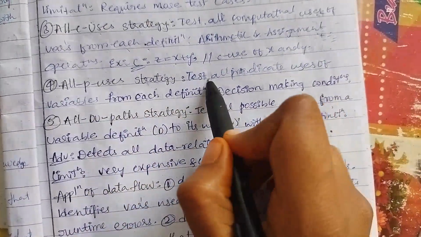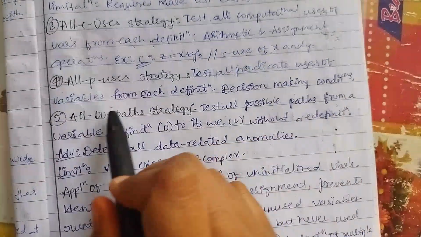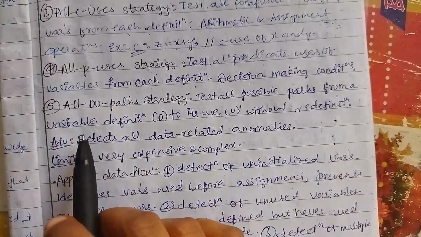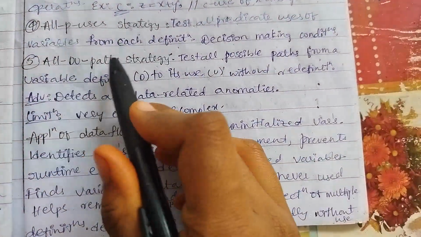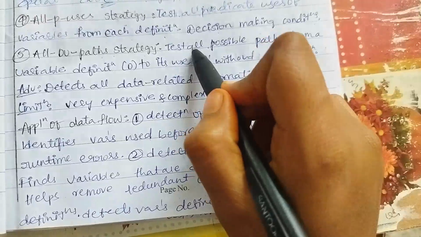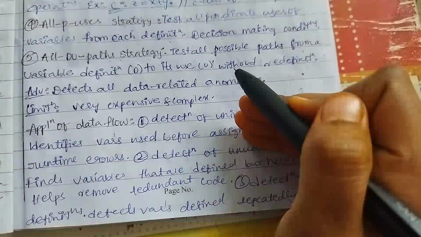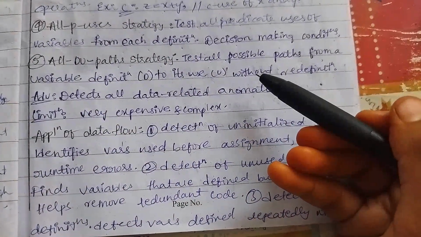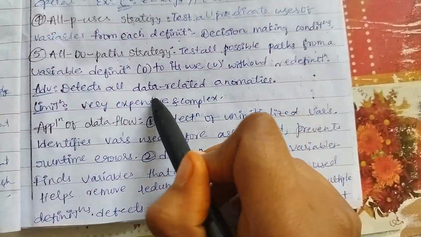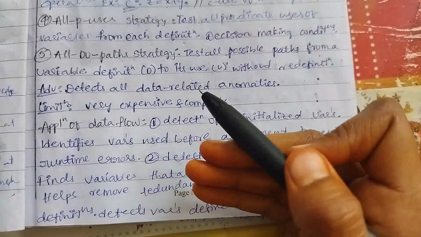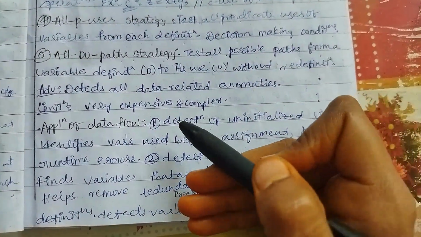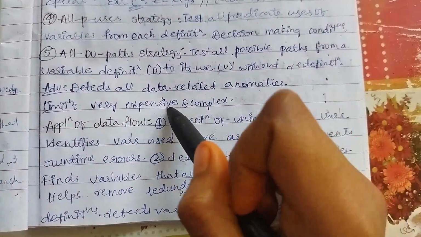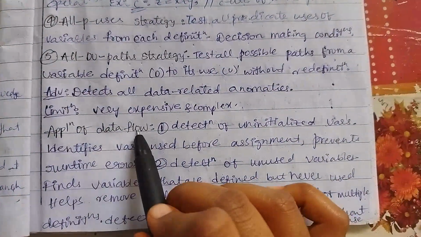All P uses strategy: test all predicate uses of variables from each definition, which are decision making conditions. For the all DV paths strategy, D is the definition and V is the variable, without a redefinition. The advantage of the all DV paths strategy is that it detects all data related anomalies, and a limitation is that it is very expensive and complex.